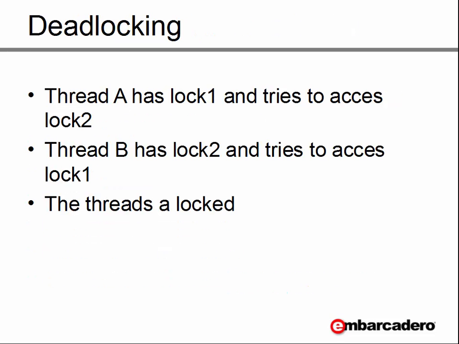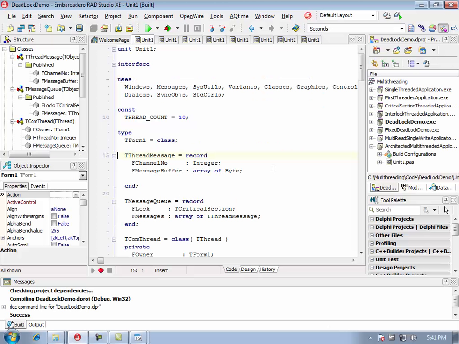When we use locks, we run the danger of mutually locking two threads. This type of condition is called deadlocking. Deadlocking occurs when thread A has acquired lock 1 and tries to acquire lock 2, and thread B has acquired lock 2 and attempts to acquire lock 1. In this case, the two threads are deadlocked. We will demonstrate deadlocking with our next application.